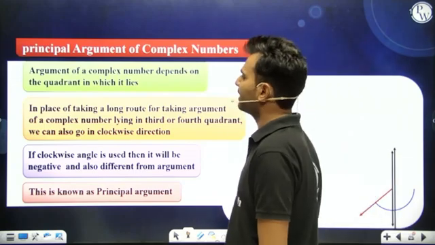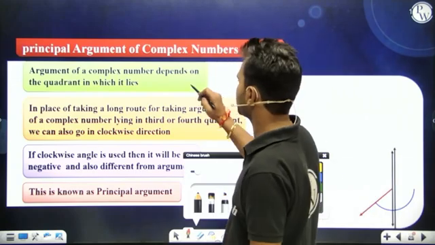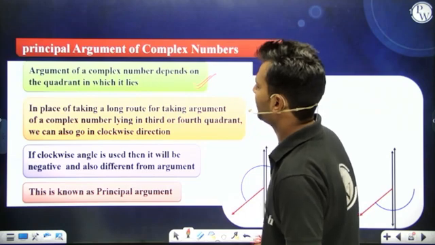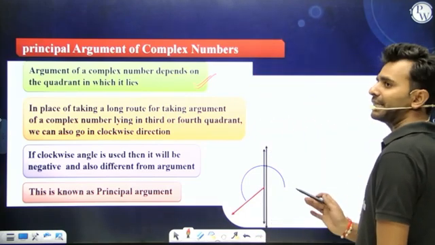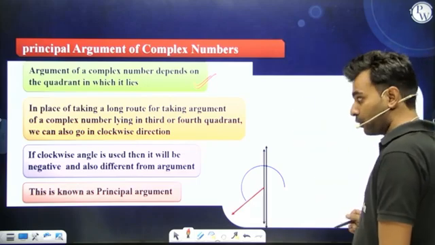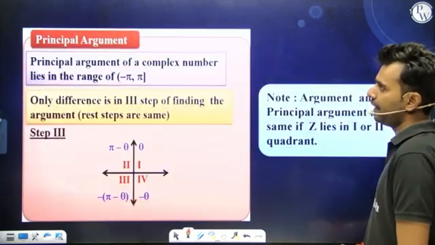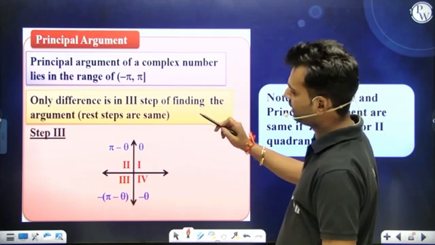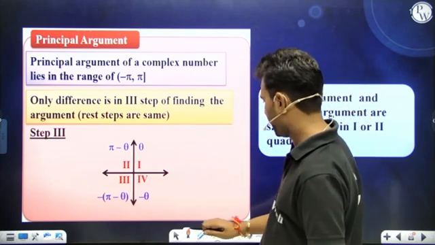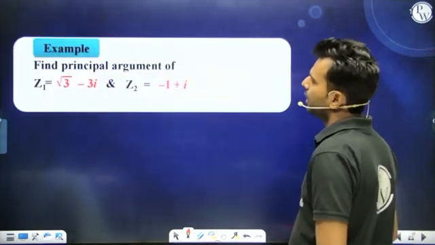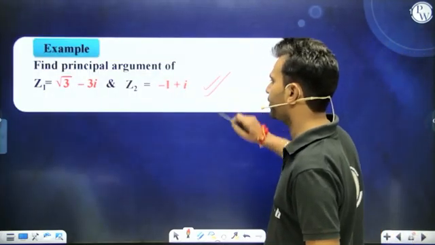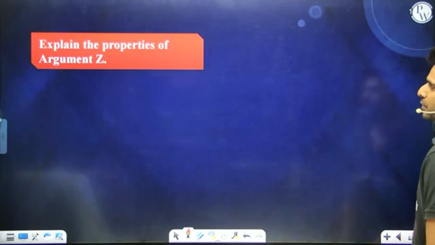The argument of a complex number depends upon the quadrant in which it lies. In place of taking a long route for numbers lying in the third or fourth quadrant, we take the clockwise direction. That's why we are going till minus pi. I hope you have learned this in trigonometry. So these are the formulas for the principal argument, and I have already told you these formulas, so there has to be no confusion at all. The principal arguments of these examples we have already got, and I don't think there is any issue in them.